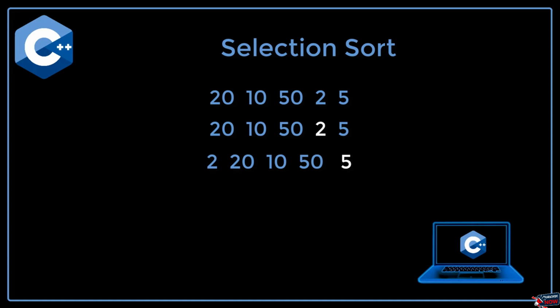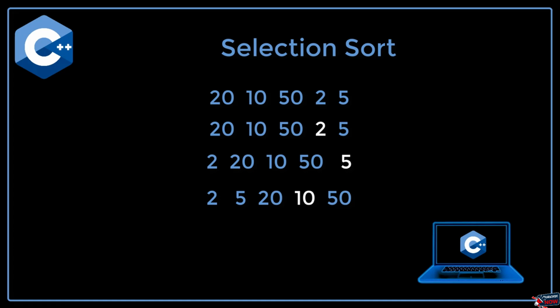The remaining elements are 10, 50, 20, and 5. Since 5 is the minimum choice out of these, it gets swapped with the 10, so our sorted part of the collection is now 2 and 5, and the unsorted part is 50, 20, and 10.